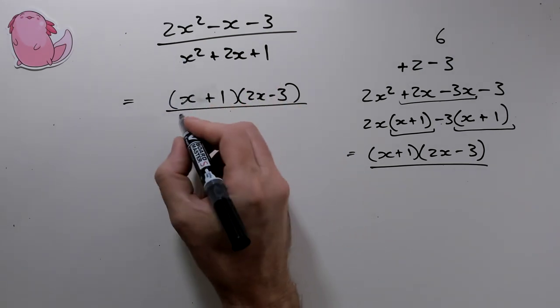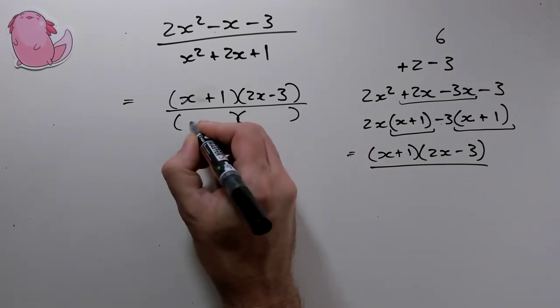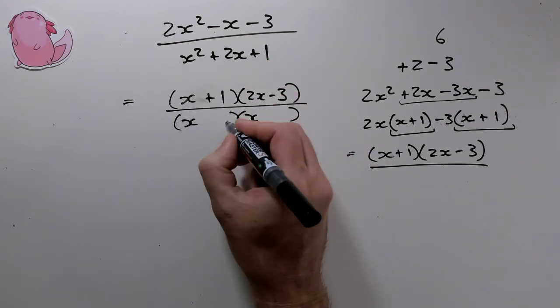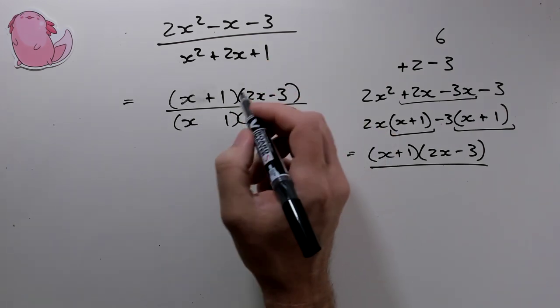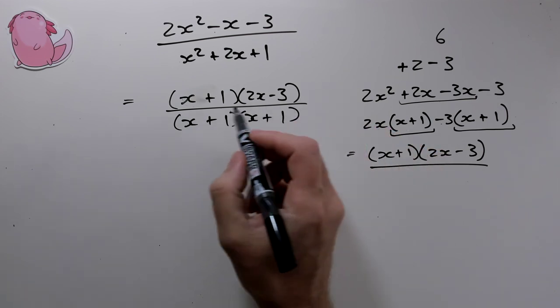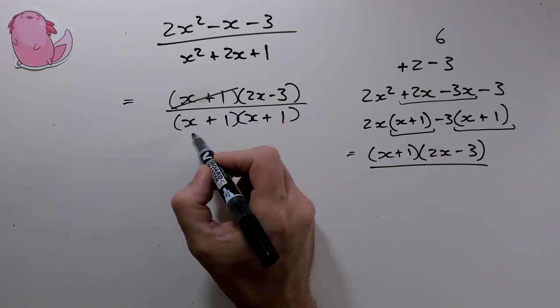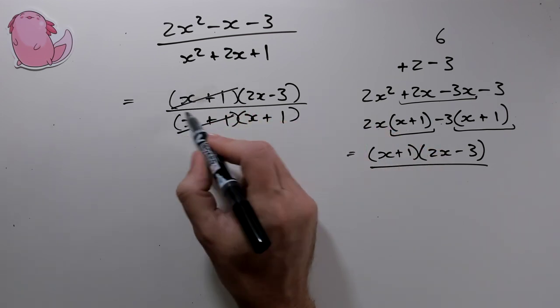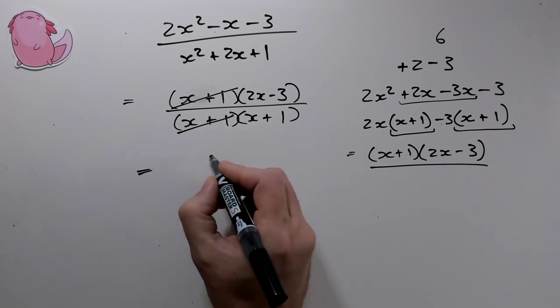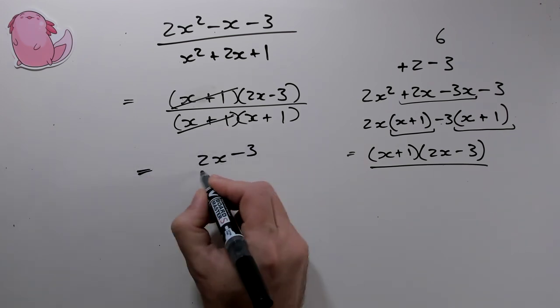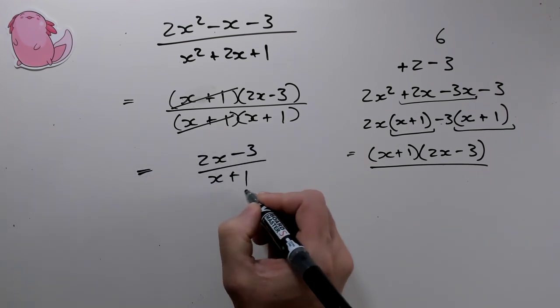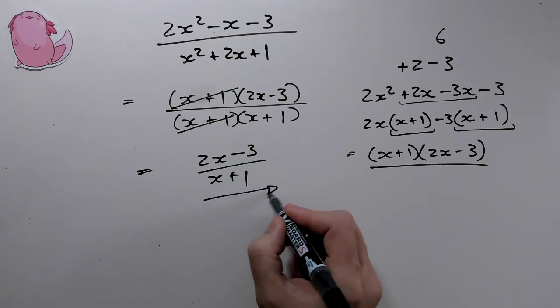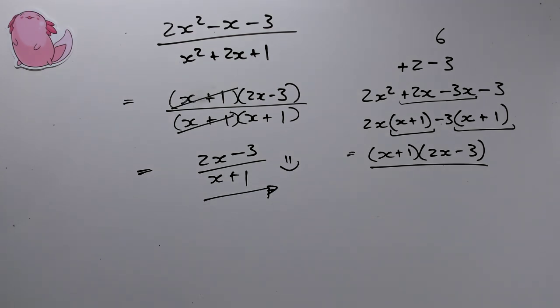And here it's pretty simple. I would have an x and an x, and that's a 1. So I can only have a 1, and that's going to be a plus. And you see how nicely this works out? I have one term at the top, one term at the bottom, and I have this big factor that's the same. And I'm left with 2x minus 3 over x plus 1. And I can't do anything further. This is my answer. Really happy. There you go.